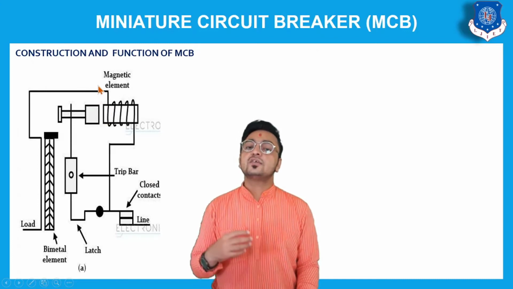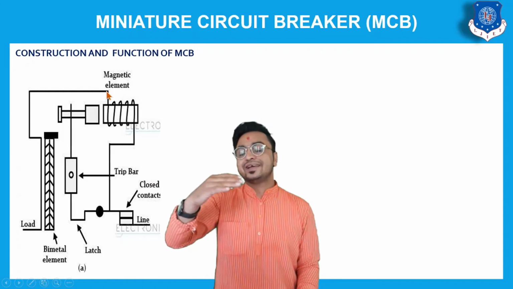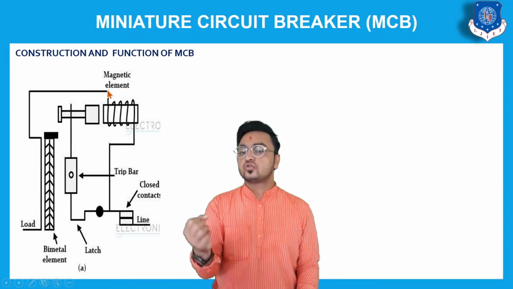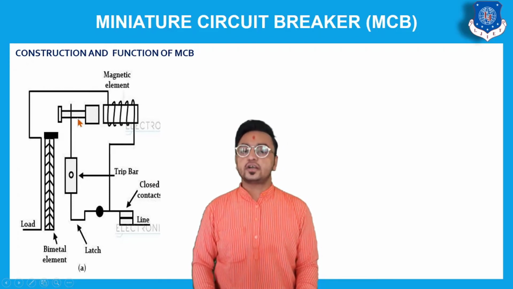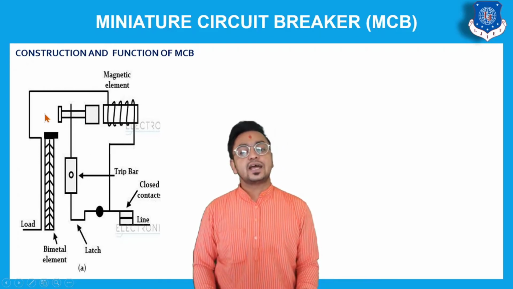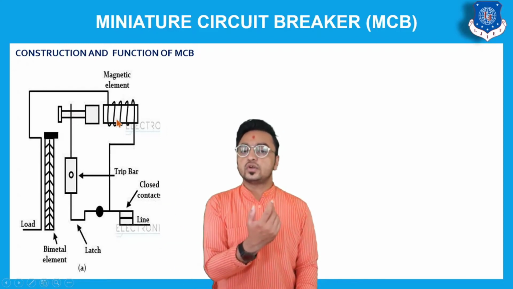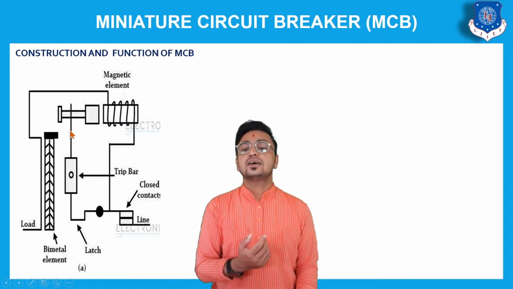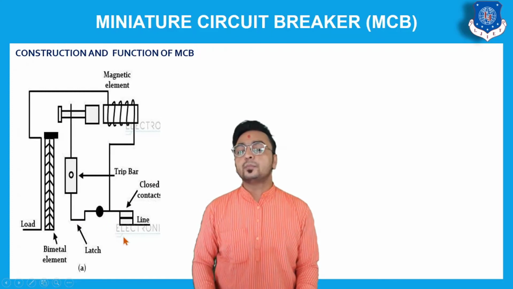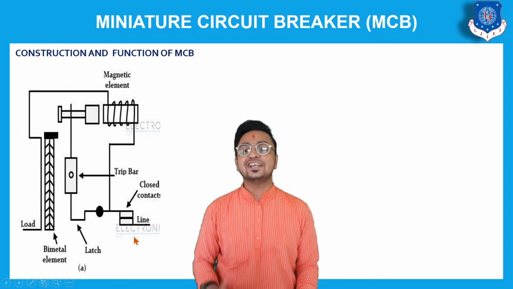So when there will be a sudden increment in current, that will suddenly increase the magnetic field, that will increase the force applied on this contact over here, and at that time this contact will be pulled out. As this contact is pulled out, what will happen? We'll arrange a latch over here. So as this contact is pulled out, this latch will be operated, and this will break this closed contact. So that is going to be in open condition.